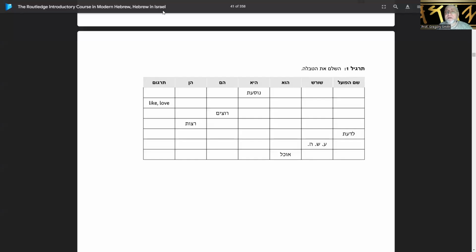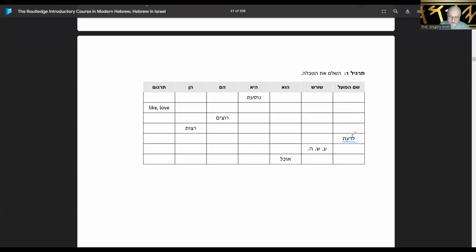All right, so for the next one, they're giving us the Shem Hapuel, which is the infinitive of the verb form, okay? And I think it's la da'at, which means I think to know. La da'at. Yeah, to know, that's right. Okay, and then what is the shoresh? Now notice in this one, this is one of those examples where not every letter that's showing up in the Shem Hapuel is represented in the shoresh.